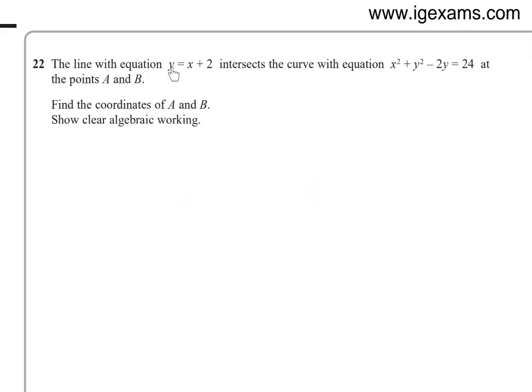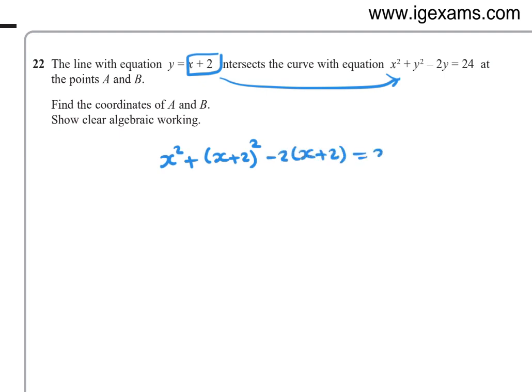22. The line with equation y equals x plus 2 intersects the curve with equation x squared plus y squared minus 2y equals 24 at the points A and B. Find the coordinates of A and B. Show clear algebraic working. So solve them simultaneously. Start with the linear equation and substitute in the quadratic. So from the linear, y equals x plus 2. Now you can substitute in the quadratic. So you have x squared plus (x plus 2) all squared minus 2 times (x plus 2) equals 24.